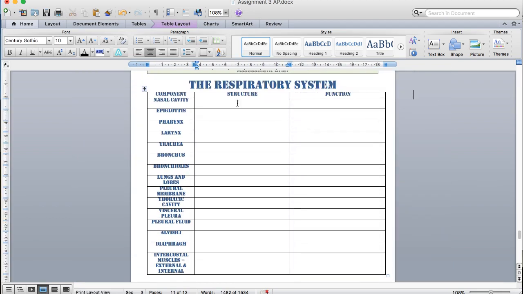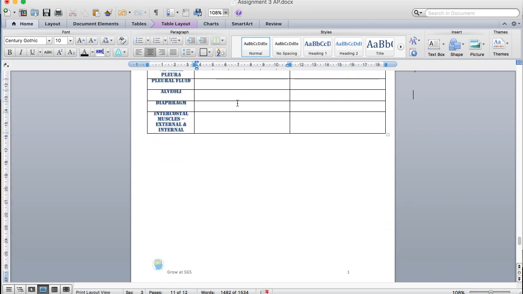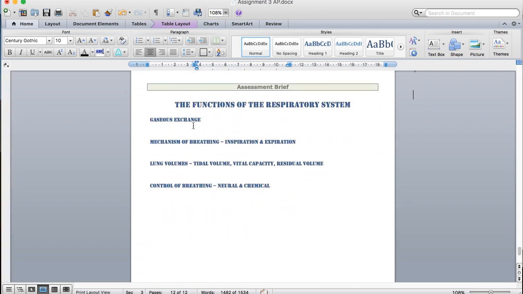And again, it's similar to the heart. You describe the structure and the function of each of the components of the respiratory system. I know we've done this at length in lesson, so again it's really important that the work's your own and it's not somebody else's or not taken from a book, so make sure you rework it. And then finally, you've got to do the functions of the respiratory system, so gaseous exchange, describe and explain it, mechanics of breathing including inspiration and expiration, lung volumes, that includes tidal volume, vital capacity and residual volume, and then control of breathing, neural and chemical.